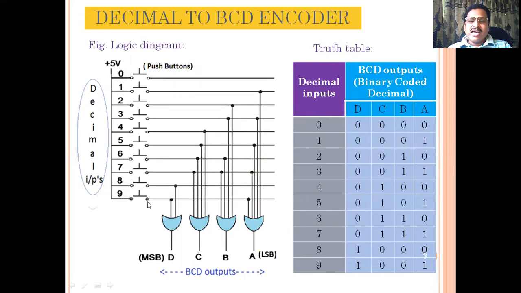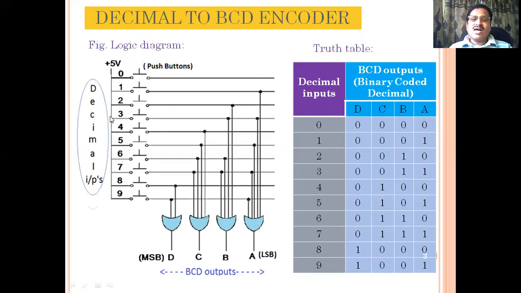If you observe the diagram carefully, the logic diagram contains 4 basic OR gates with different numbers of inputs. The OR gate whose output is D, the MS bit output, will have only 2 inputs, whereas the OR gate used at the second MS bit position contains 4 inputs. The third OR gate, whose output is B, has 4 inputs, and the OR gate used at the place of the LS bit output A contains 5 inputs that are connected to these decimal input lines.